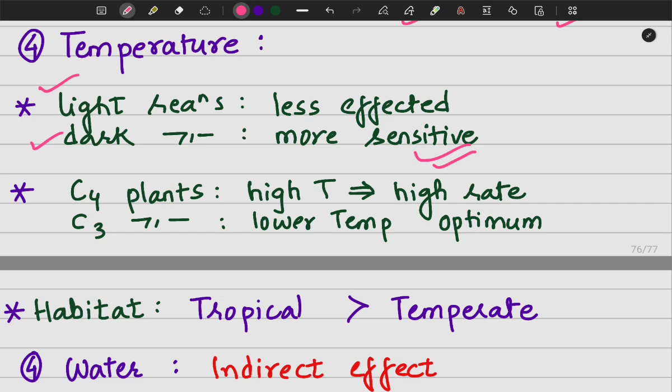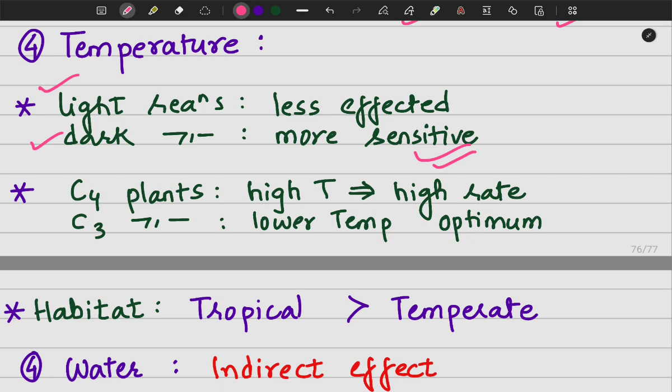But the C3 plants are not the tropical plants, but mostly they are the temperate plants. The C4 plants are the tropical plants. They grow at higher temperatures in the dry and hot climates. But the C3 plants grow in the temperate region where the temperatures are not very high. So they have a very lower temperature optimum. Lower temperature optimum means that they attain a higher rate of photosynthesis at low temperature only.